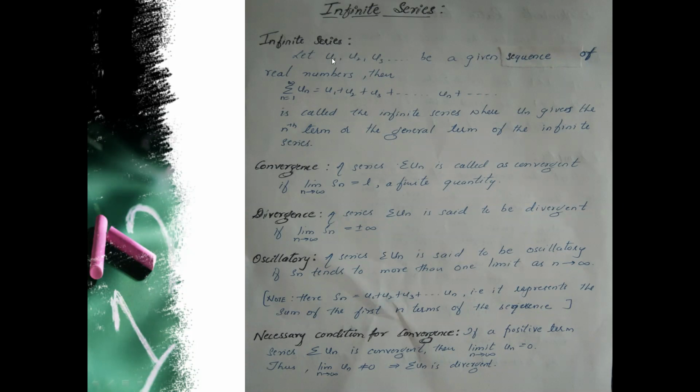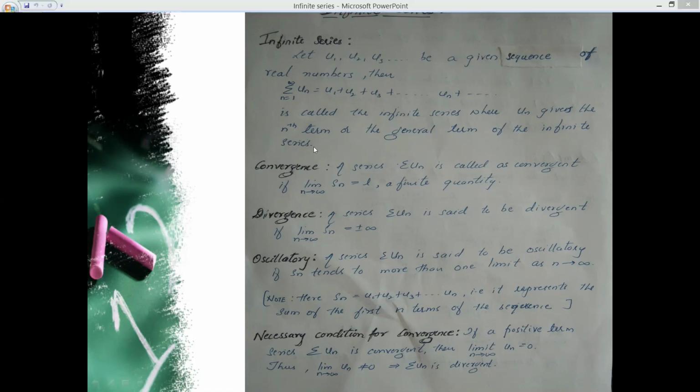That is, suppose u1, u2, u3, and so on is a sequence of real numbers, then summation n taking the value from 1 to infinity of un, that is u1 plus u2 plus u3 and so on up till un plus so on continued up to infinite terms is called an infinite series. Here un denotes the nth term or the general term of the infinite series.